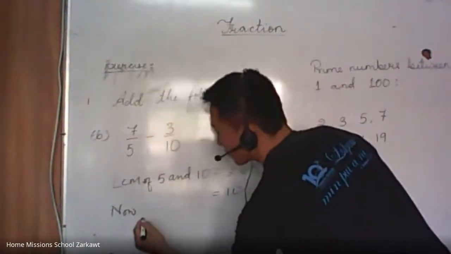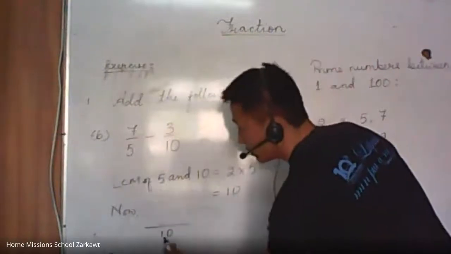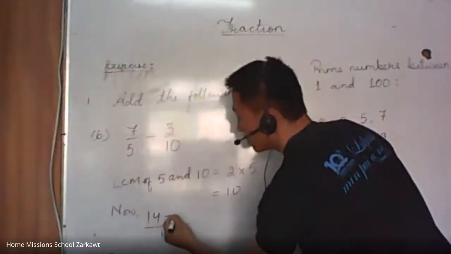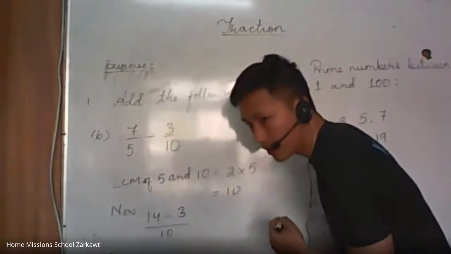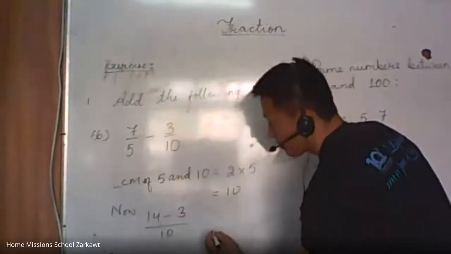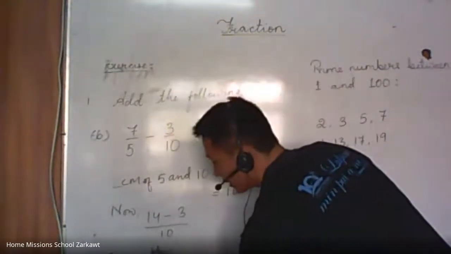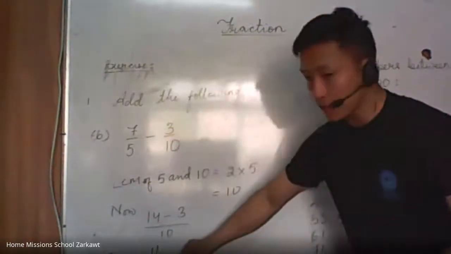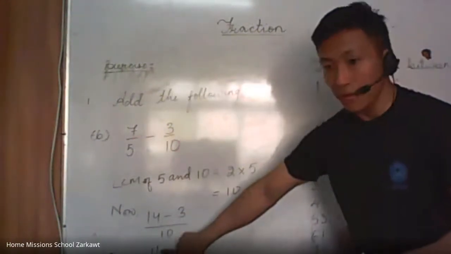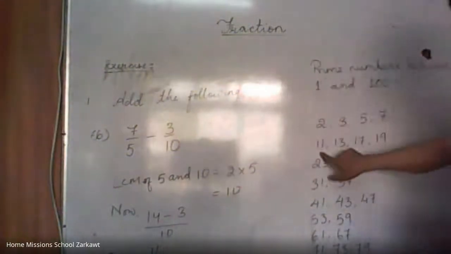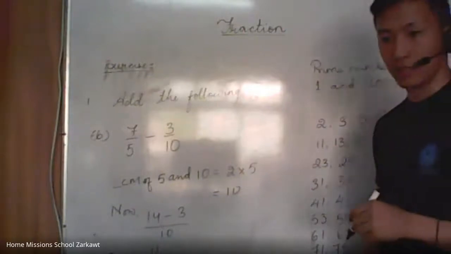Now, 14 minus 3 is 11 by 10. And this is the lowest term. Okay, because 11 is a prime number. Only 1 and the number itself divide exactly.